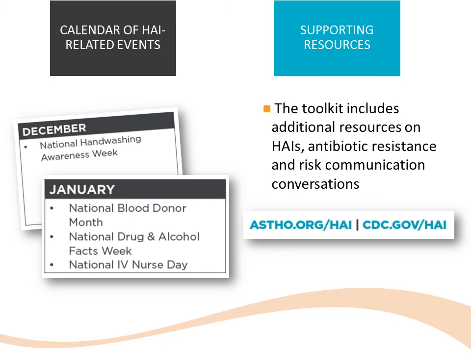We included a calendar of HAI-related events because we, in public health, try to find ways to make these relevant and give us that timeliness and those prompts, reasons to go out and talk to people. So make sure that you're aware of not only the ones that are completely on point with what you're trying to do, but also things like National Blood Donor Month. It's opportunities to go and talk about the importance of these issues. And then we have resources: additional resources on HAIs, antibiotic resistance, and risk communication conversations.